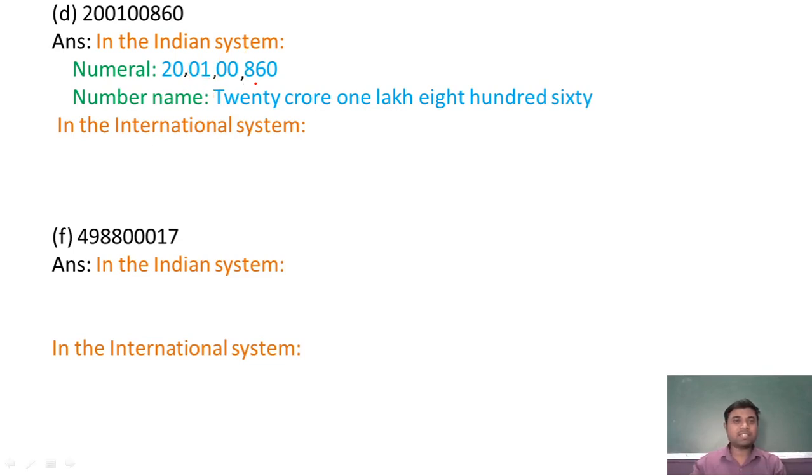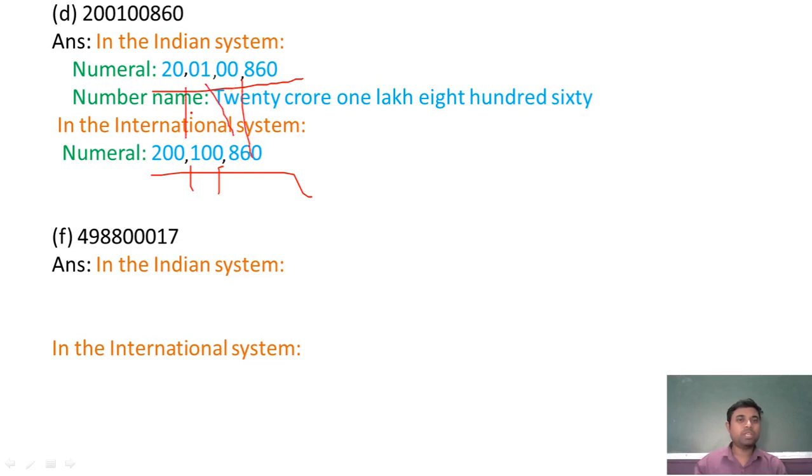And in the international system, in the same way you just write the digits. Now just give commas, after every 3 digits. So follow this line and this line carefully. Here, where is the comma? First after 3, then again after 3. But in the Indian system, where is the comma? First after 3, then after 2, then again after 2.